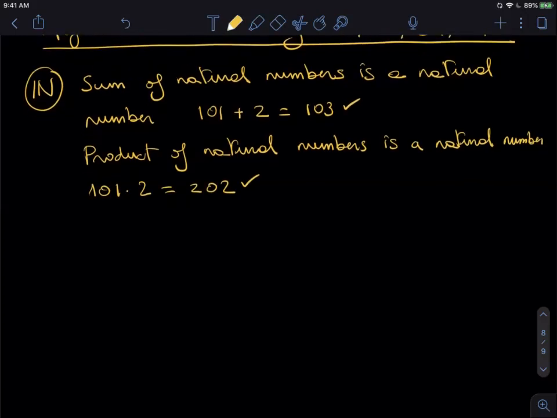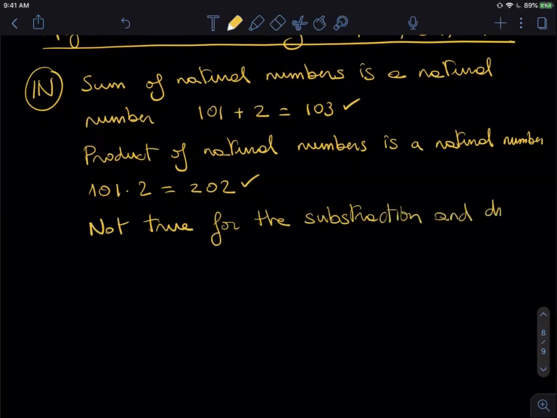But this is not true for the subtraction and the division. For example, let's say 101. If I subtract 2, there will be no problem. I will get 99. That's still a natural number. But let's say I subtract 103.